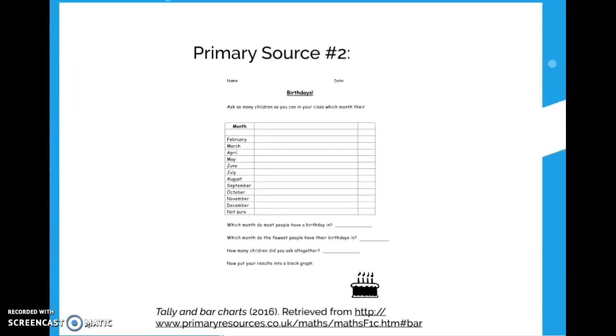In primary source number 2, we will be working with tally charts. So we will have each month of the year, and I will go through each student in the class and put a tally next to his or her birthday month.